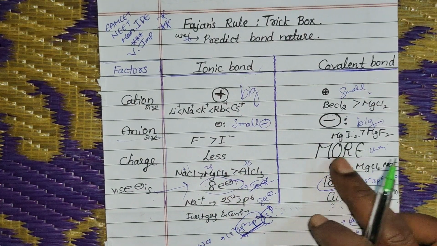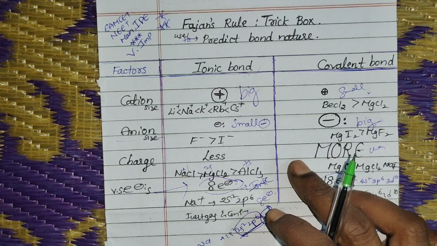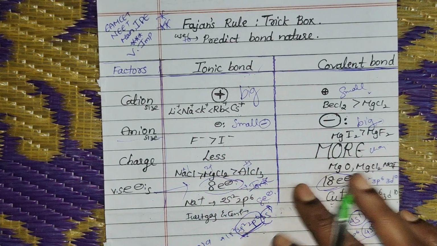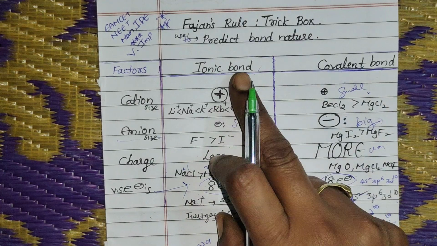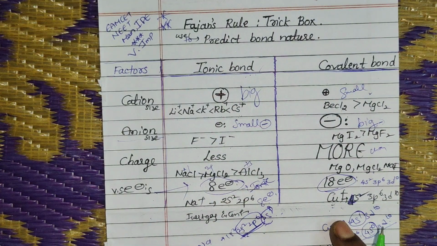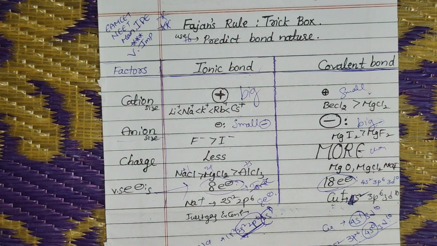Here some books have more charge also, just leave it. According to this only you have to learn. Next, valence shell electrons: 8 valence shell electrons prefer the ionic bond, 18 valence shell electrons prefer the covalent bond. This is a very important trick, not only for IPE but also for mains and NEET.